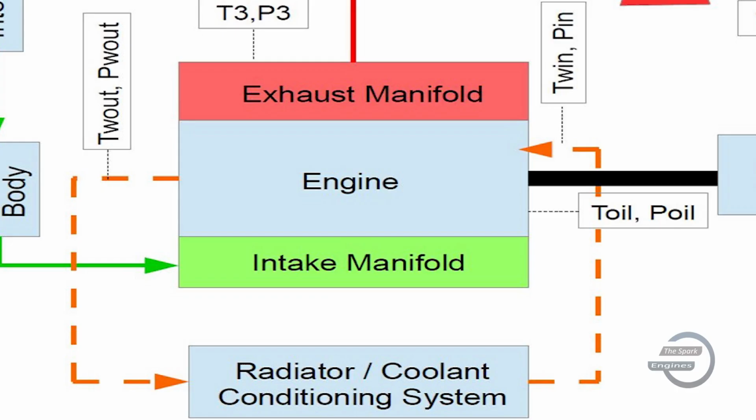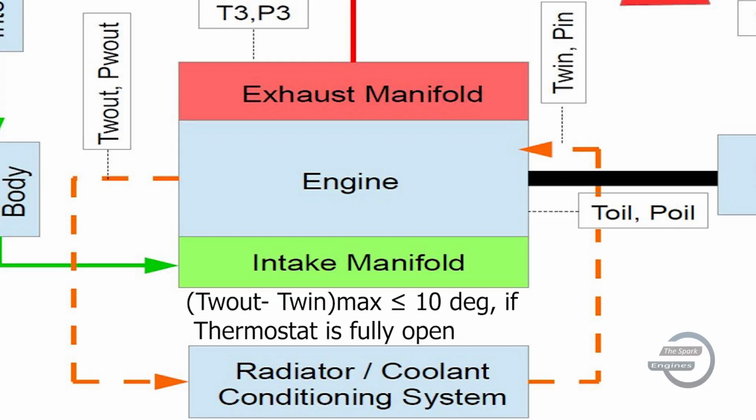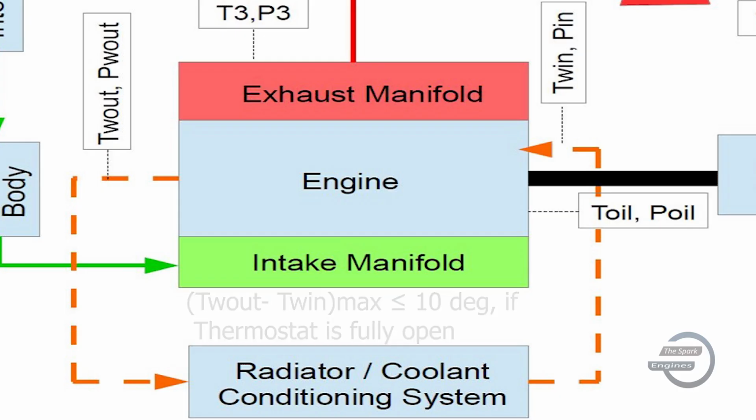Moving on, the temperature of coolant TW out and TW in should have a maximum difference of 10 degrees during engine running and if the thermostat is open. This 10 degrees ensures an efficient cooling conditioning system. If this difference is more than 10 degrees, then the cooling system is not efficient. It is overcooling the engine and we will lose the power performance.